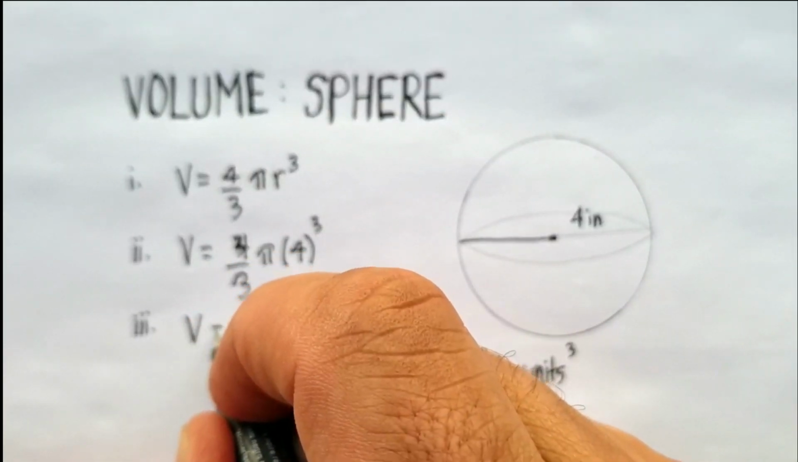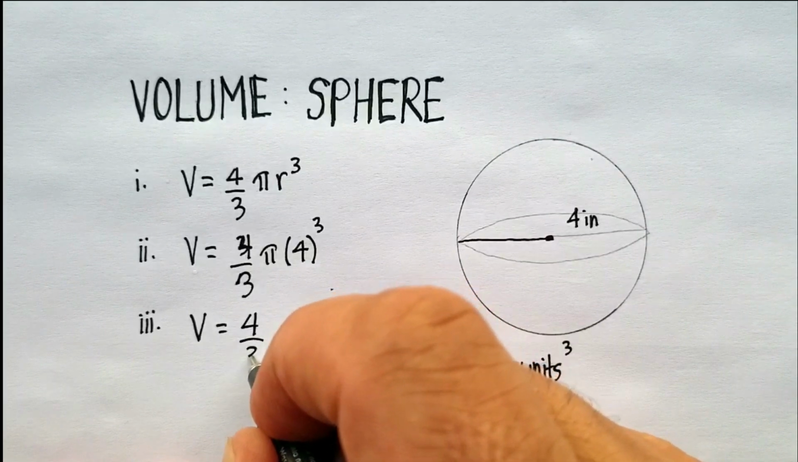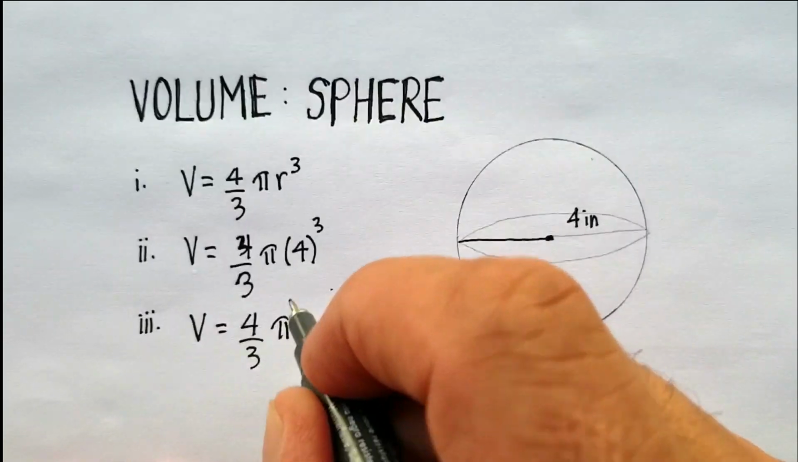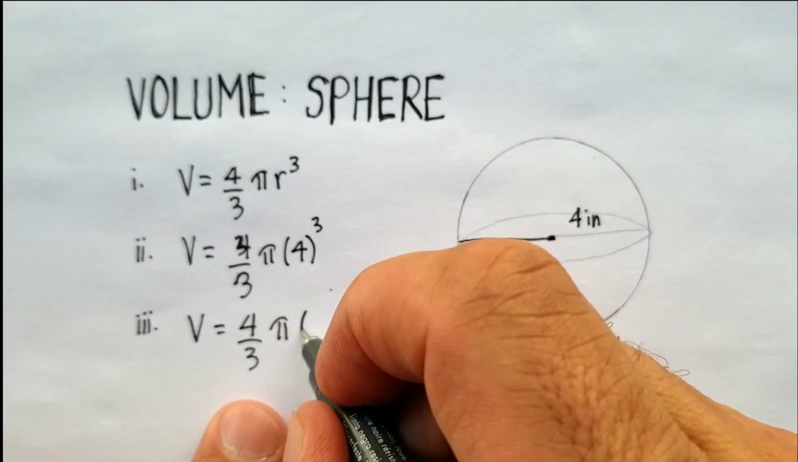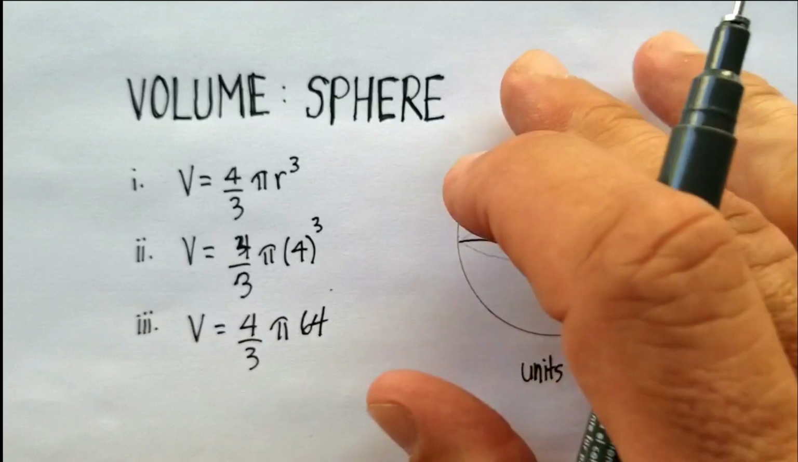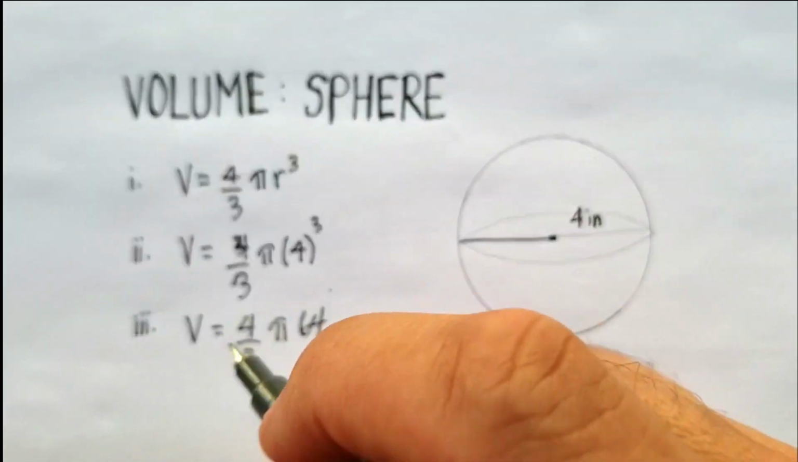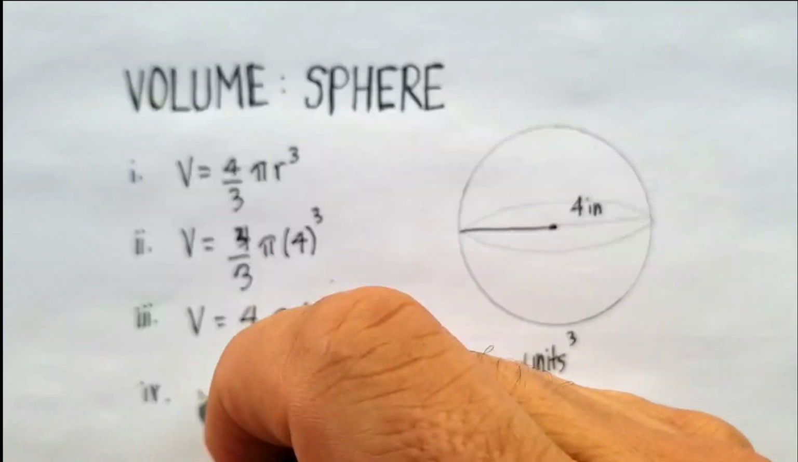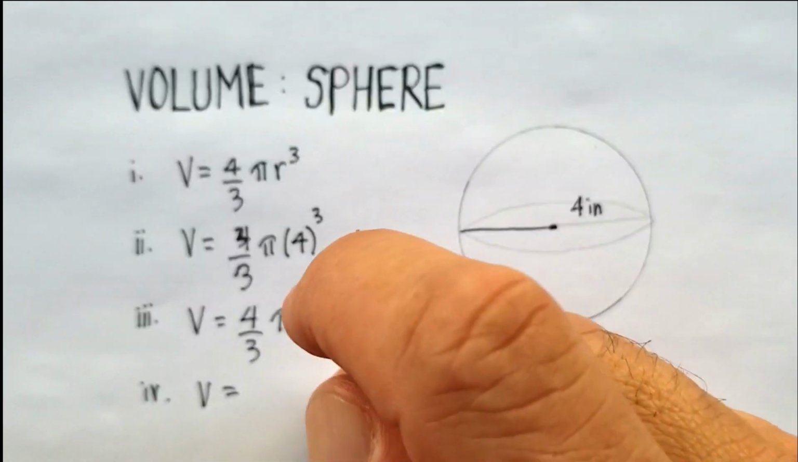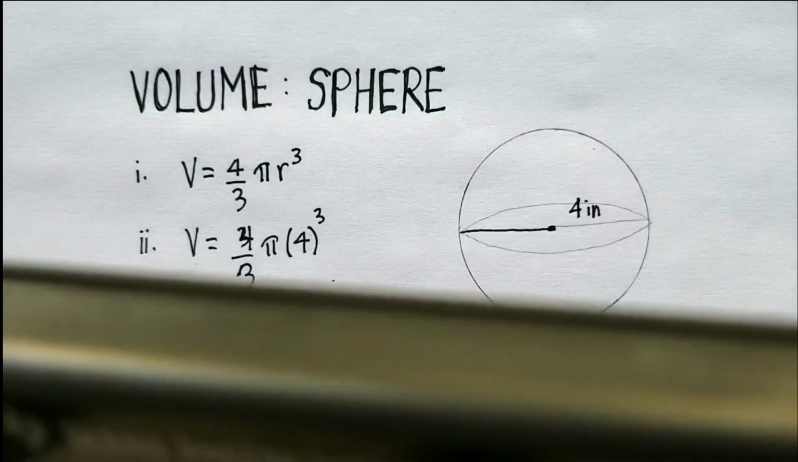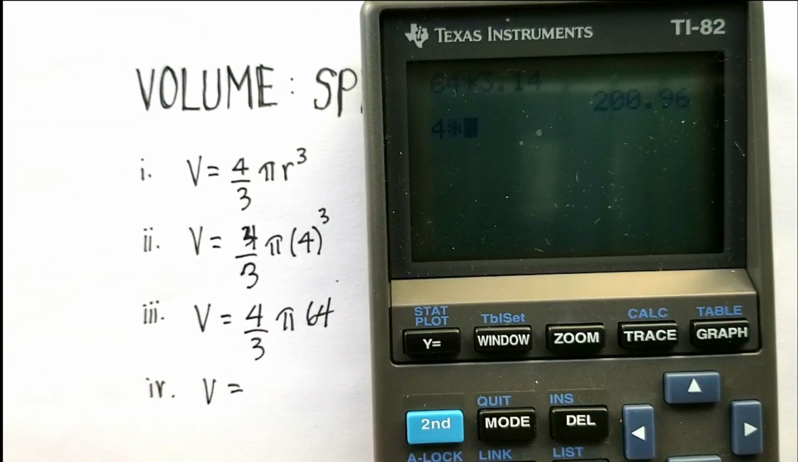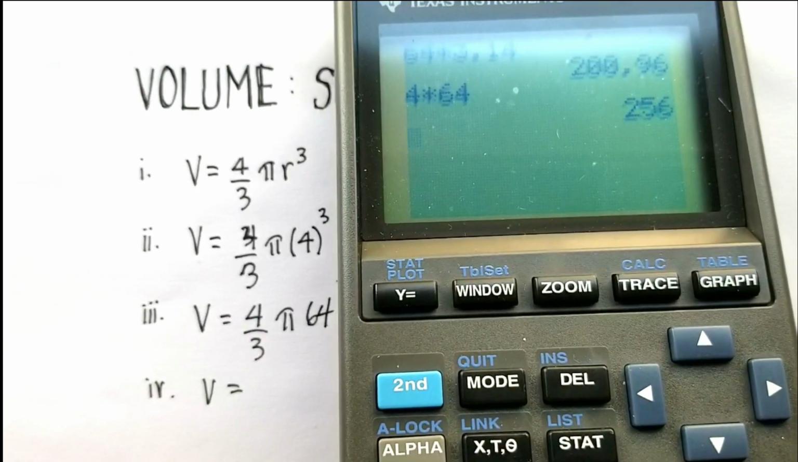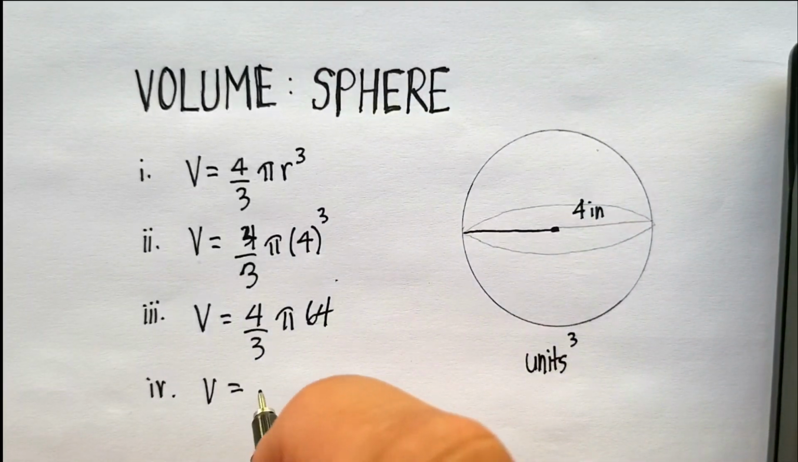So I get volume is equal to 4 over 3 times pi, with 4 cubed in the numerator. 4 times 4 is 16. 16 times 4 is 64. Okay. Again, PEMDAS tells me to just multiply across the top. So now I've got volume is equal to 4 times 64. Let me just take out my little trusty calculator here. 4 times 64 is equal to 256.